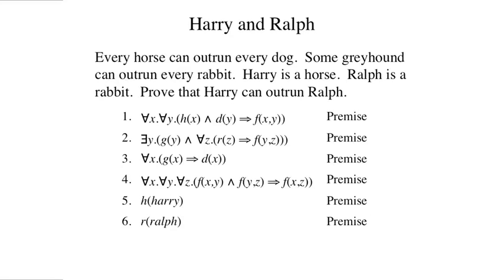First of all, we need to formalize our premises. The relevant sentences are shown here. Horses are faster than dogs. For all x, y, if x is a horse and y is a dog, then x is faster than y. There is some greyhound that can outrun every rabbit. There is a y, such that y is a greyhound, and for all z, if z is a rabbit, then y is faster than z. Greyhounds are dogs. For all x, g of x implies d of x.